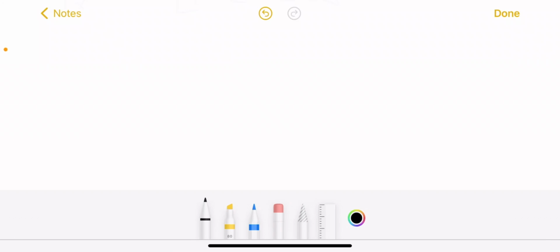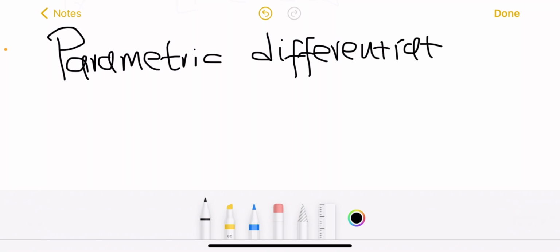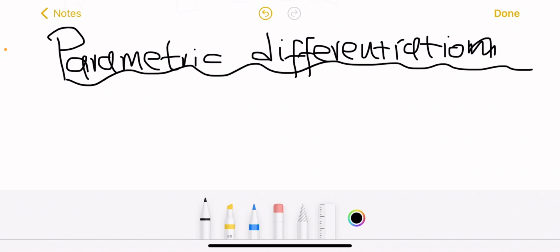Today we'll be looking at parametric differentiation. So let's start by understanding what parametric equations are.